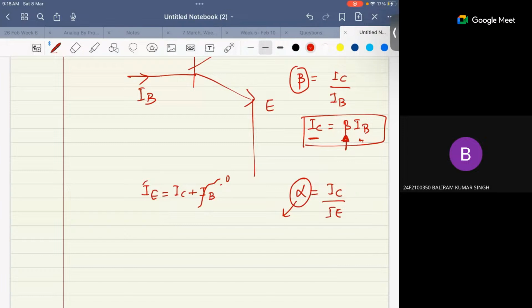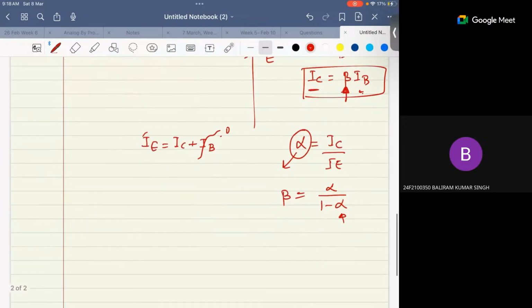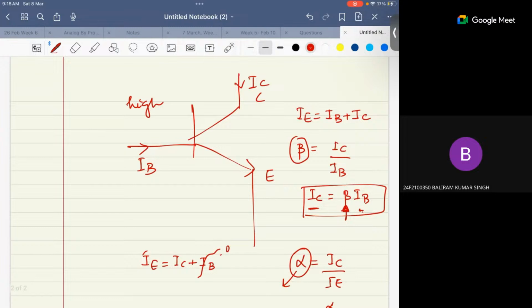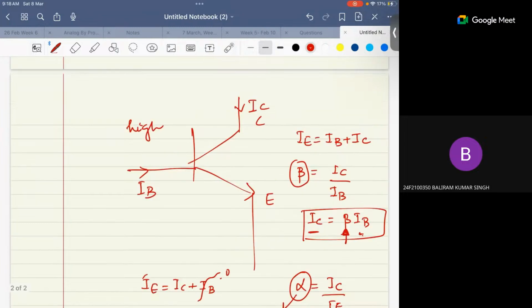If you want to write alpha in terms of beta or beta in terms of alpha, you generally write beta as alpha over 1 minus alpha. So if alpha is very close to 1, let's take 0.99, you'll get the value of beta. So when alpha is close to one, beta will be very high. This is how the normal terms related to the BJT work.